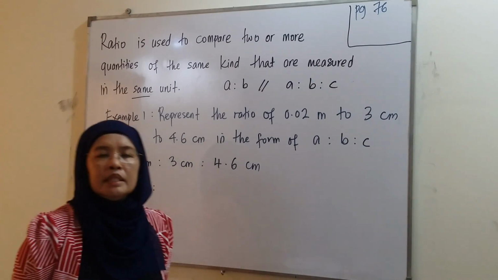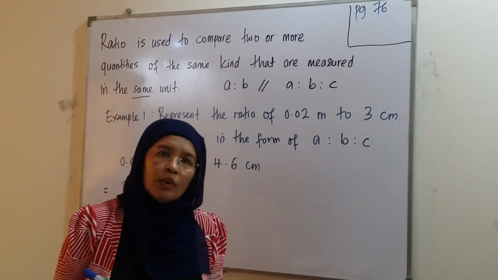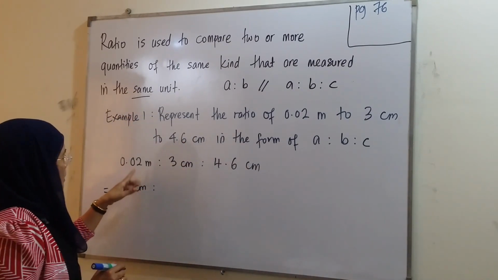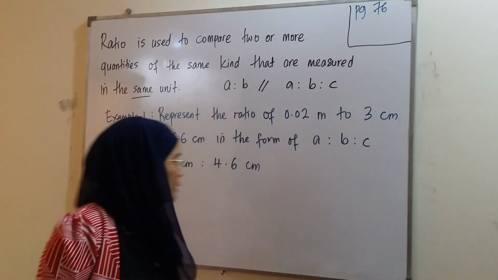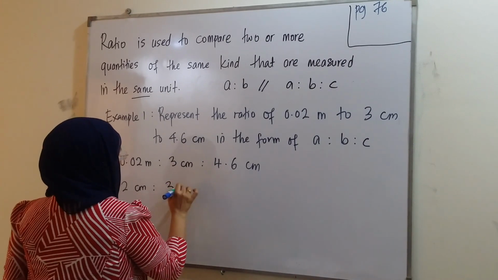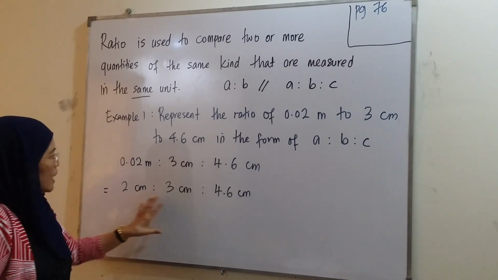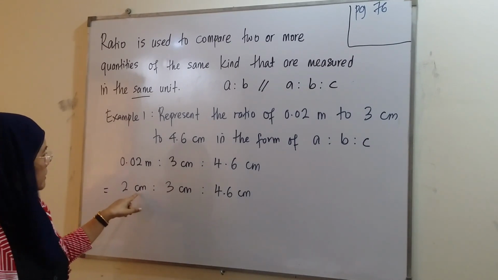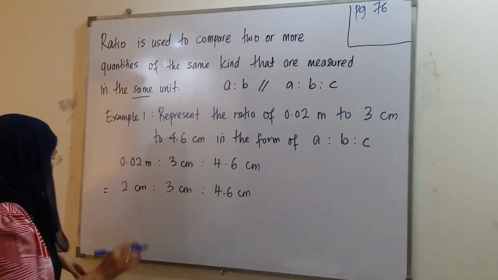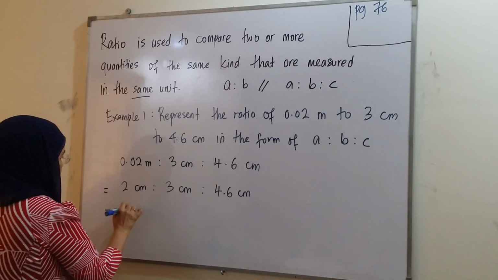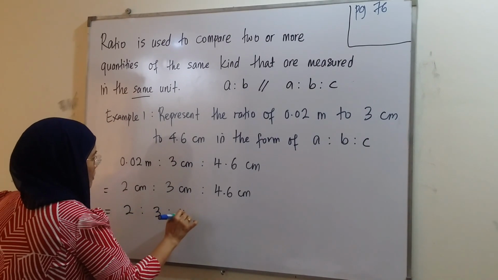Let's say 1 meter, how many cm? 100 cm. 2 meter, how many cm? 200 cm. So, meter to cm, always multiply by 100. Then ratio 3 cm, ratio 4.6 cm. Here we check the unit is the same, so we can get rid of the unit. We write 2 ratio 3 ratio 4.6.